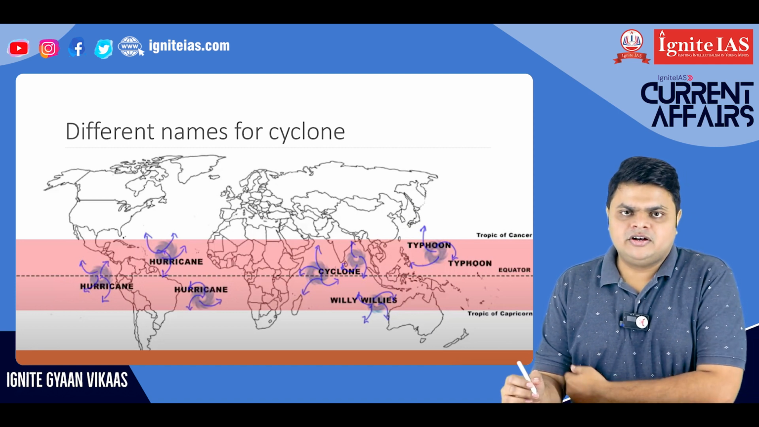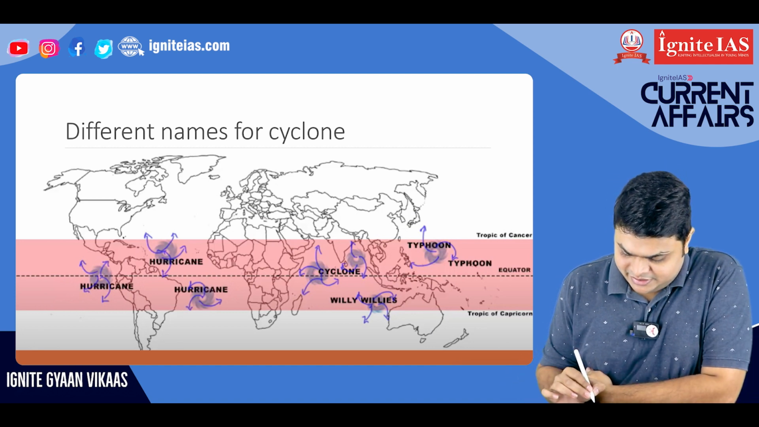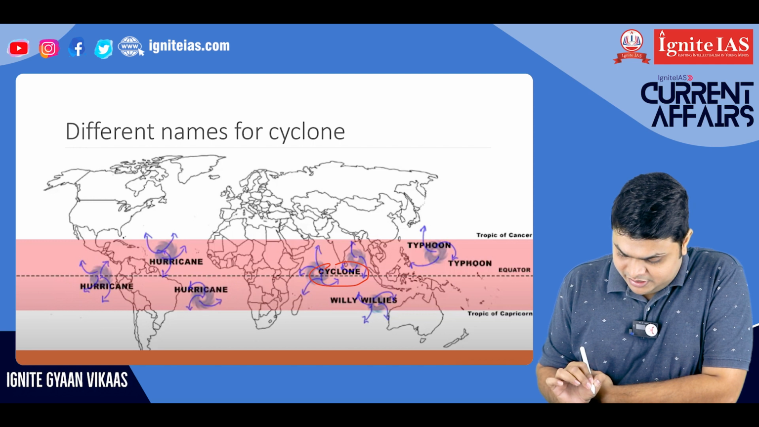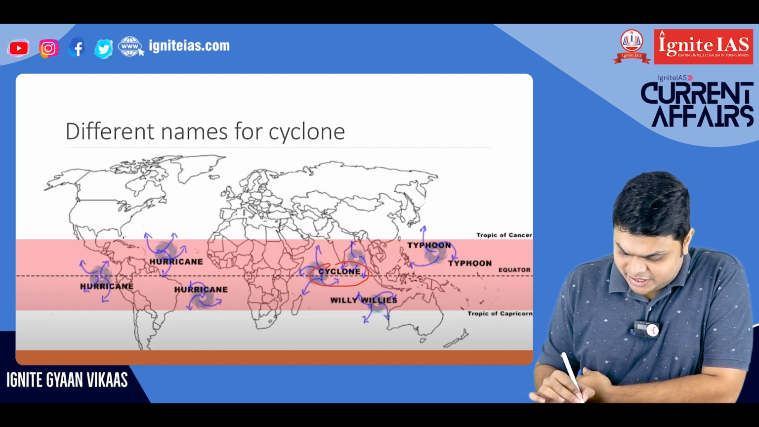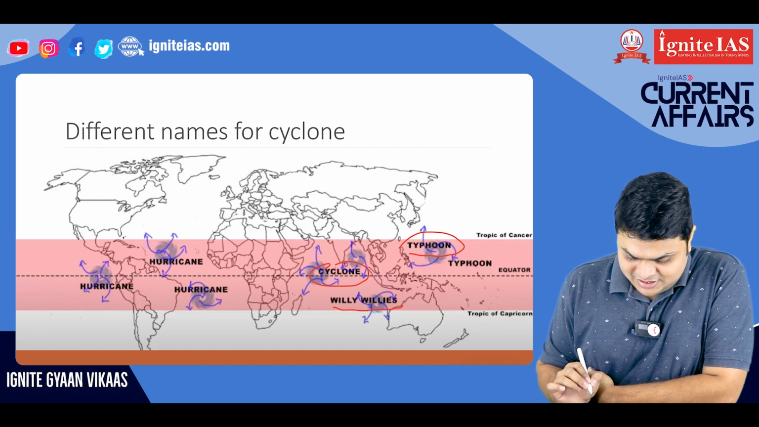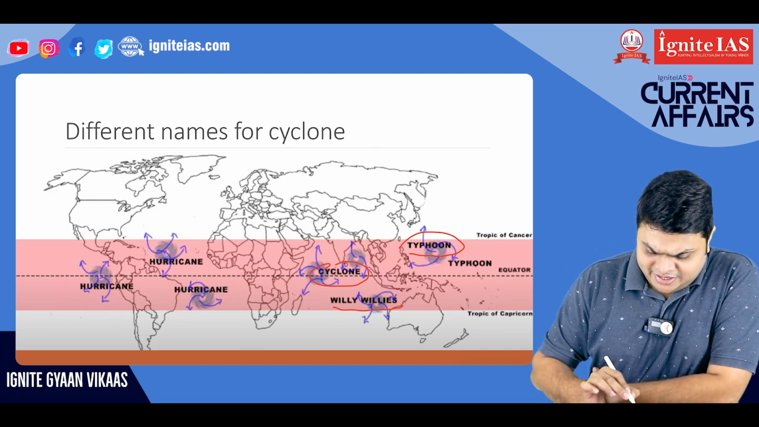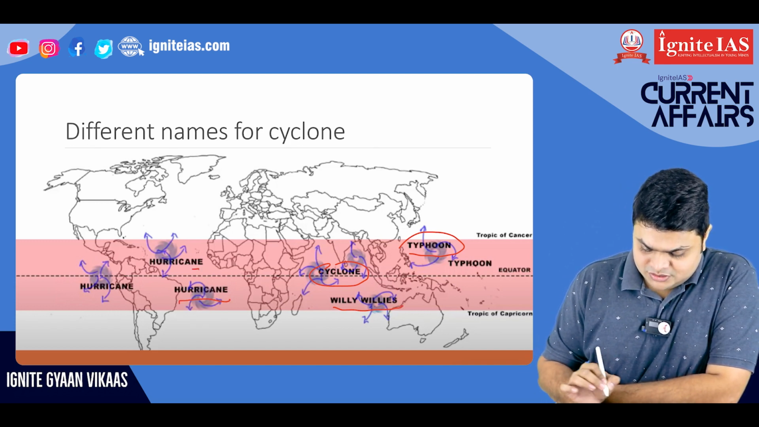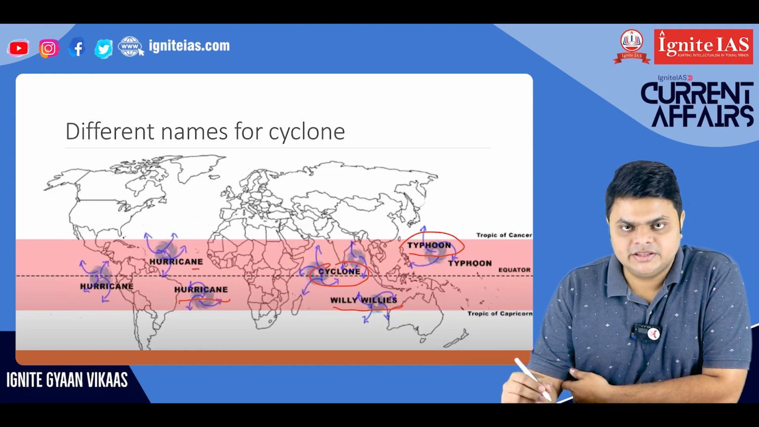Now, cyclones are known by different names in different regions. In the Indian Ocean, they are called cyclones. In the South China Sea, they are called typhoons. Near West Australia, they are called willy-willies. And in America, near the Atlantic and Pacific Ocean, they are called hurricanes. So these are the different names for cyclones in the world.